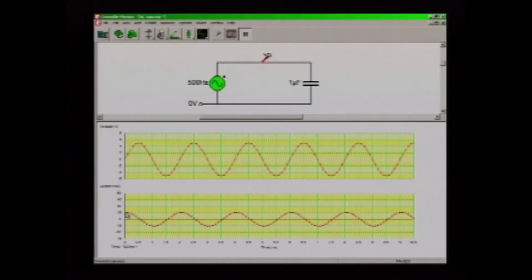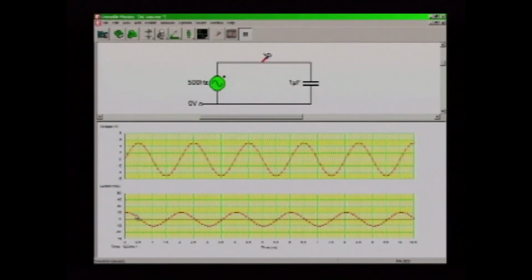If this is 0 degrees, the peak of the voltage occurs at 90 degrees. This is 180, 270, and 360. So this is one complete oscillation of the voltage. Each one of these blue lines is 90 degrees. The peak of the voltage occurs here at 90 degrees. The peak of the current occurs here at 0 degrees. So the peak in the current is shifted by minus 90 degrees relative to the voltage.